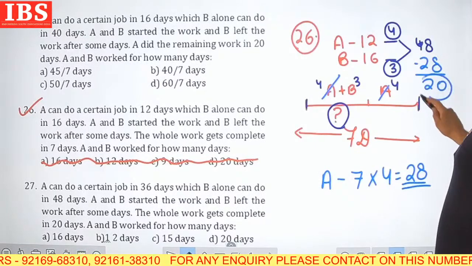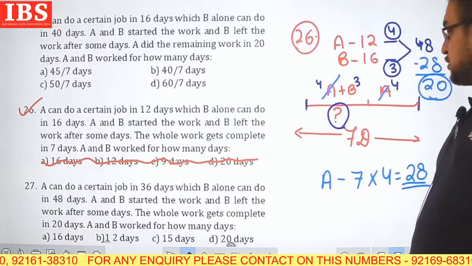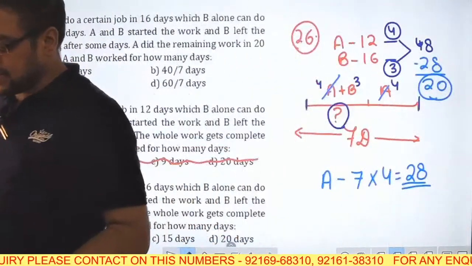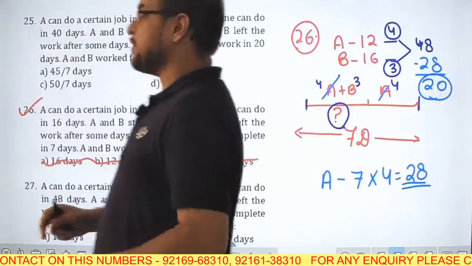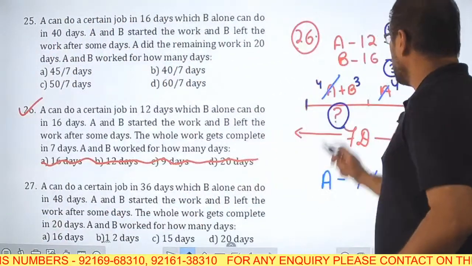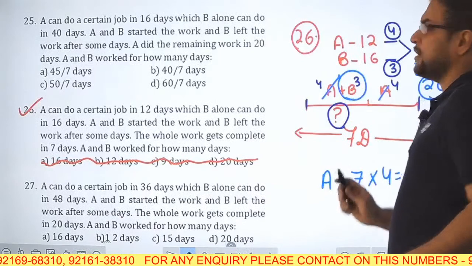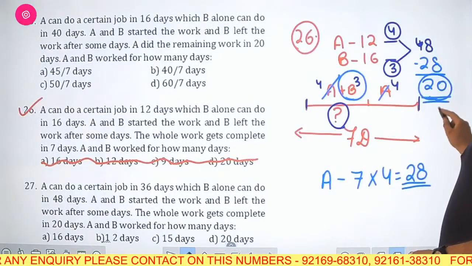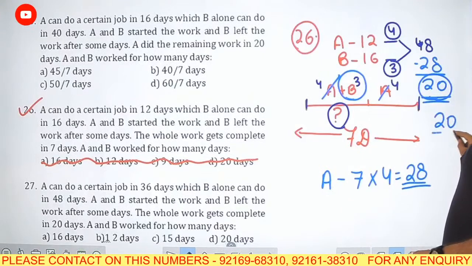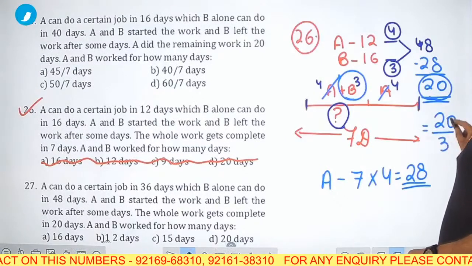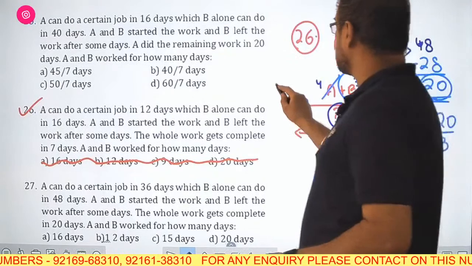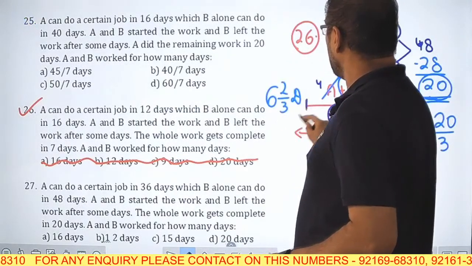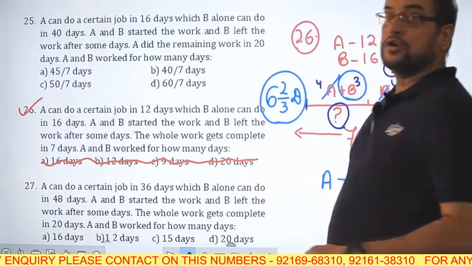So this remaining 20 work has to be done by B, because total work of A is complete now. So we have taken all the work done by A. So now the work left is for B. So for B, the total work left over is 20 and B's efficiency is 3. So time taken will be 20 by 3. That means 2 by 3 days will be taken by B alone. So this will be the right answer.